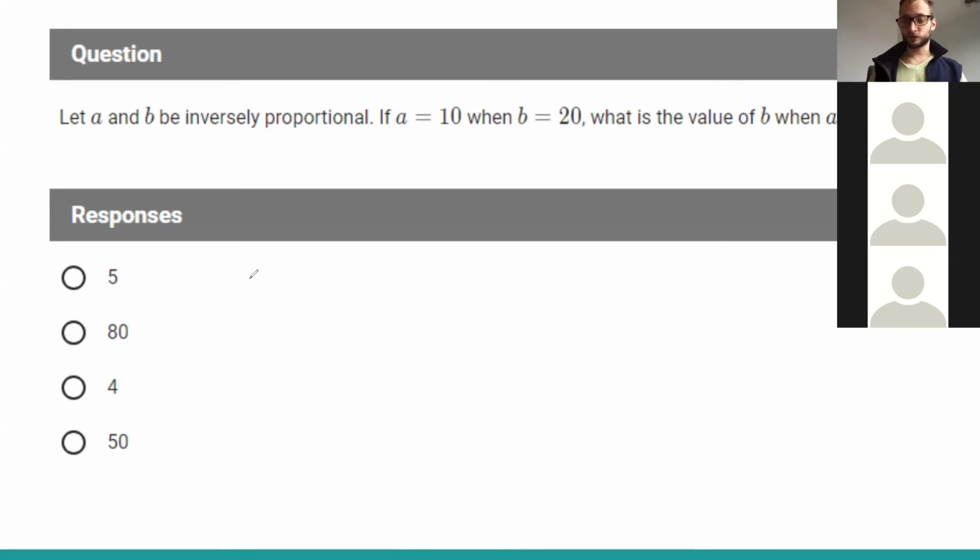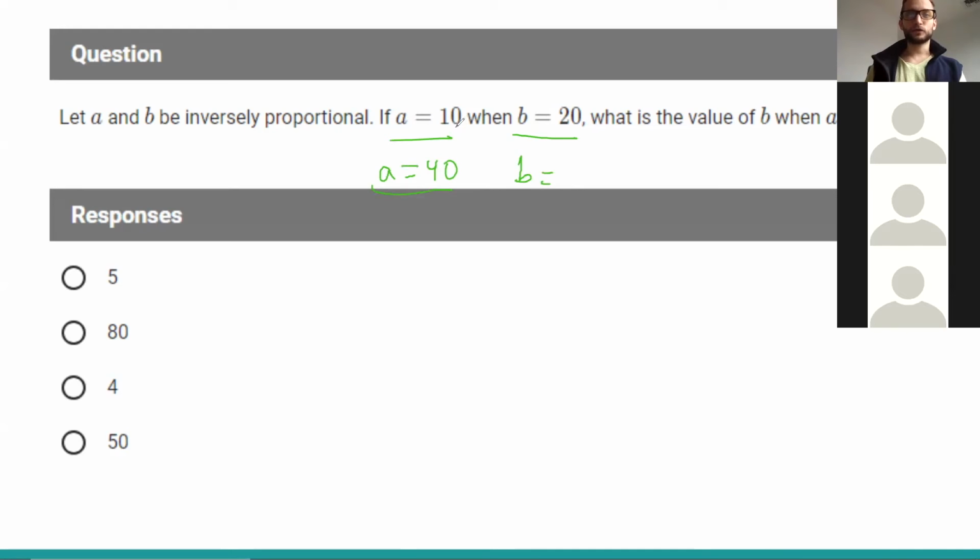So for this question here, they're saying if A is 10 and B is 20, then what would happen to B if A becomes 40? So A is 10, now it becomes 40. They want to know what would happen to B.